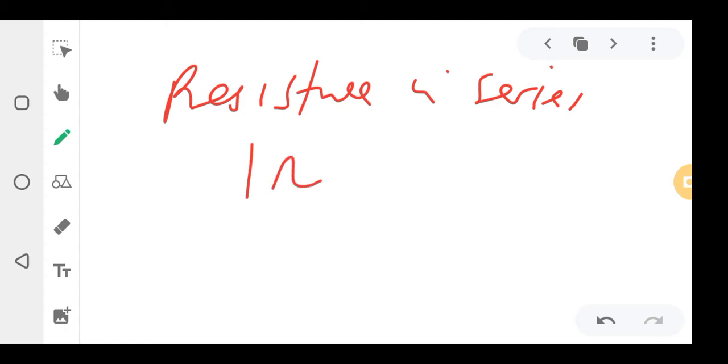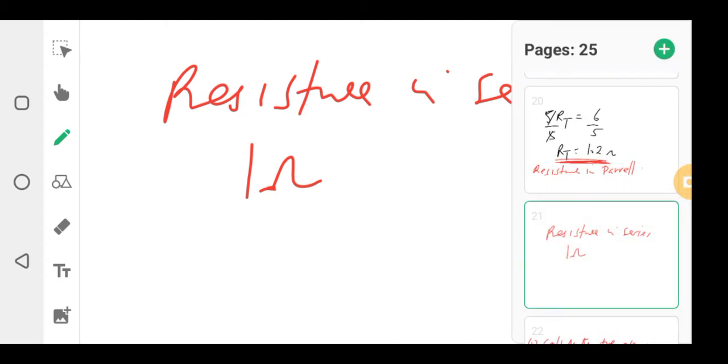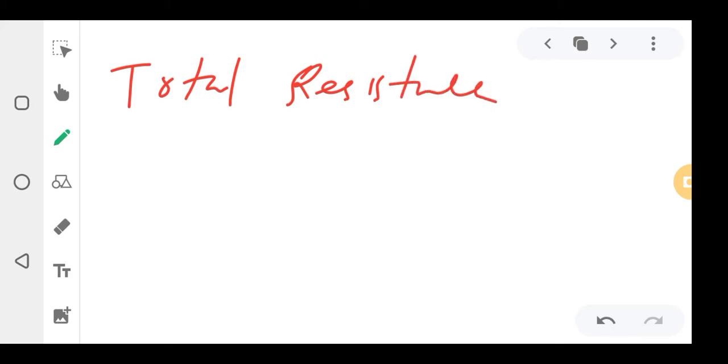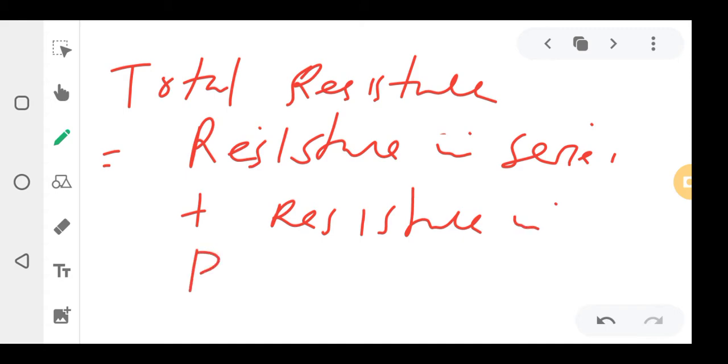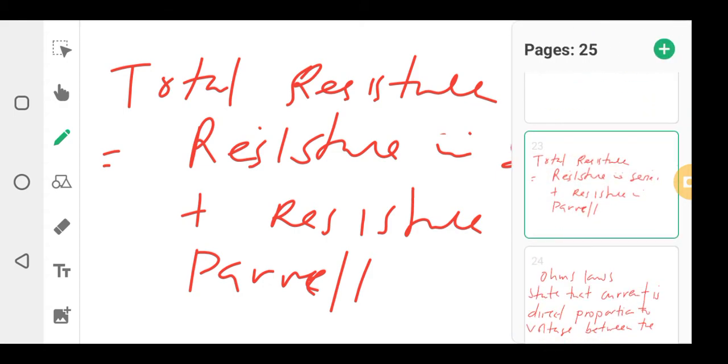It is 1 ohm. Only one was in series. So the total resistance is equal to the resistance in series plus the resistance in parallel. You are adding the two, you remember? So we are going to have those resistances.